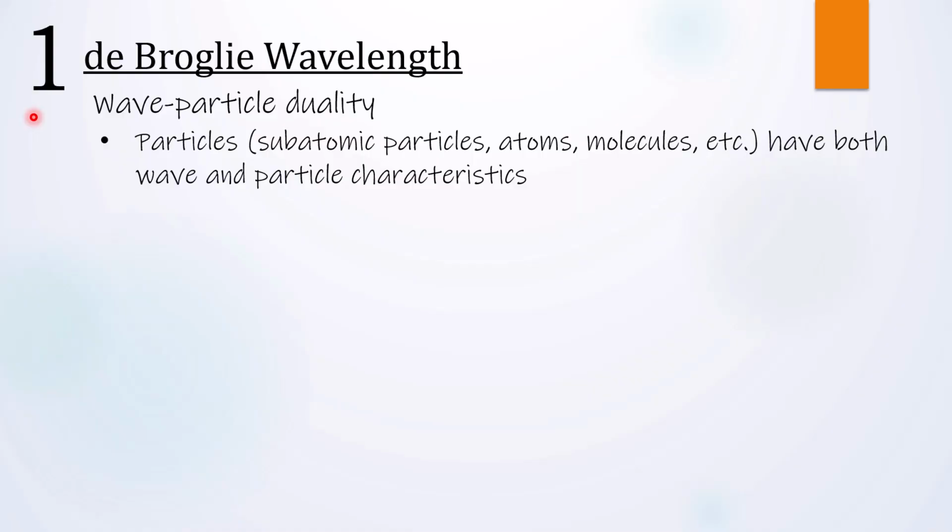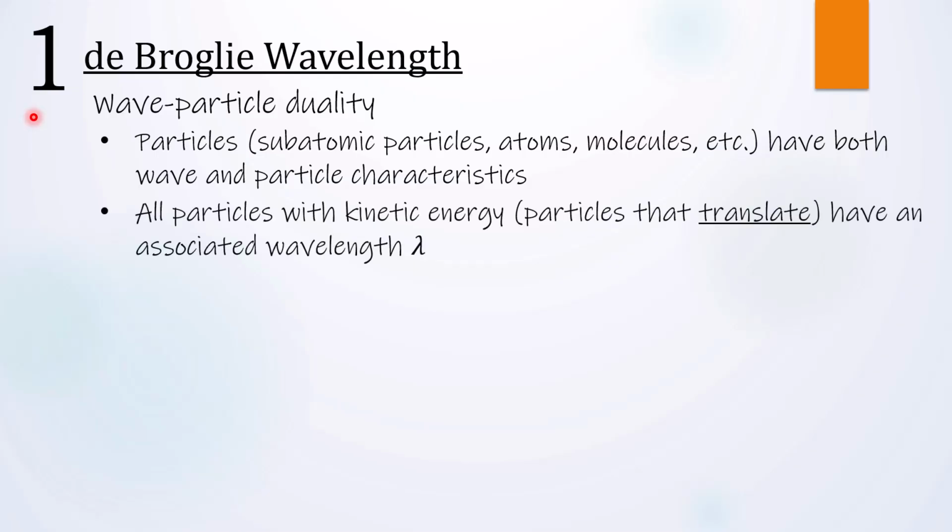When I refer to particles, again, that's my generic placeholder for really talking about small things such as subatomic particles, atoms, molecules. These particles, when these objects are really small, have both wave and particle-like characteristics. So with particle-like characteristics, what are we talking about? Well, they might have mass and therefore momentum being mass times velocity.